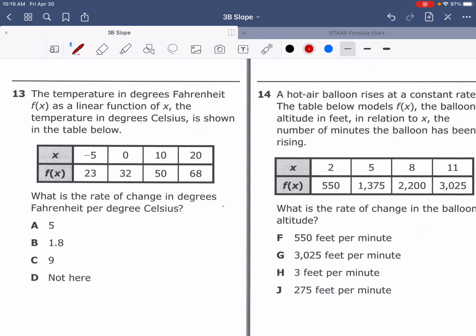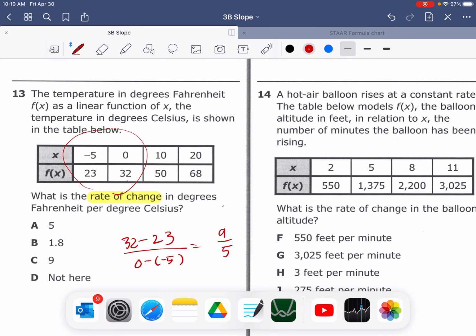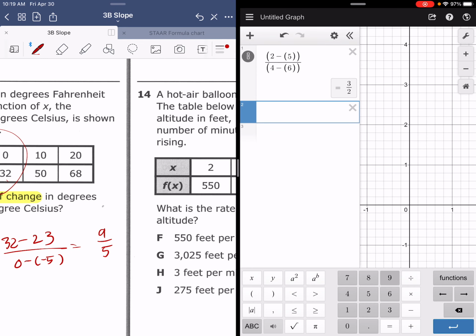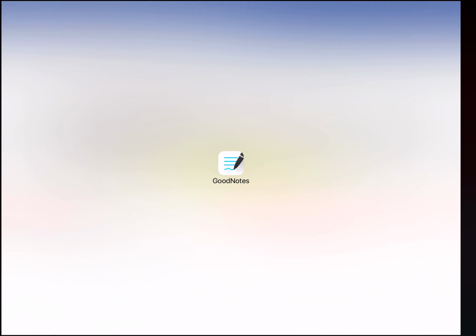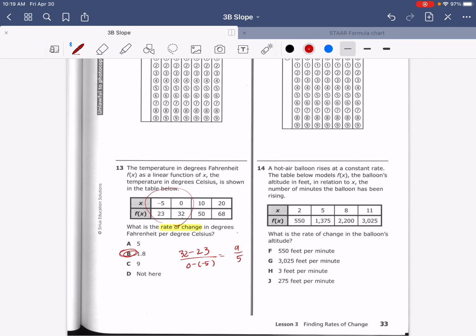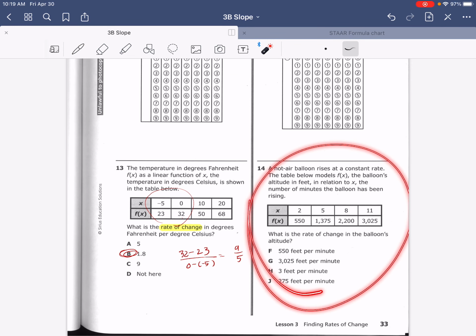Now let's do this one. Again, we are trying to find slope because it's saying find the rate of change. So simple, you just put this one in, 32 minus 23 over 0 minus negative 5, which you will get 9 over 5. So if you're not sure what 9 over 5 is in decimal, you just put 9 over 5, 1.8. Ooh, we have it here. Okay. So try this question by yourself. Alright?